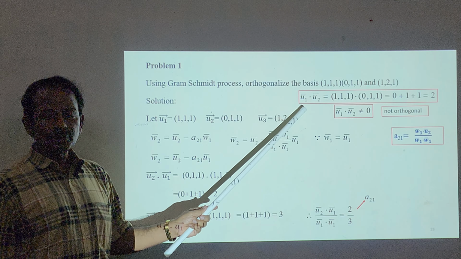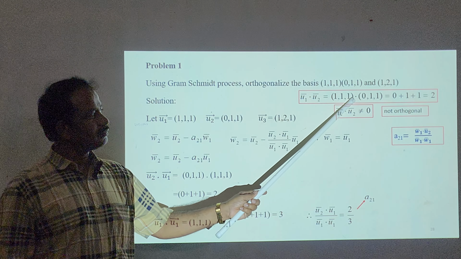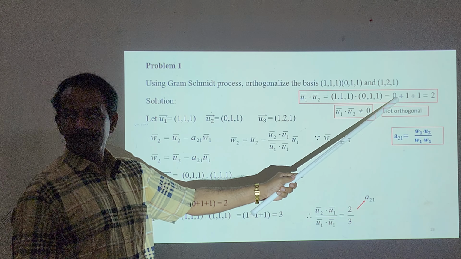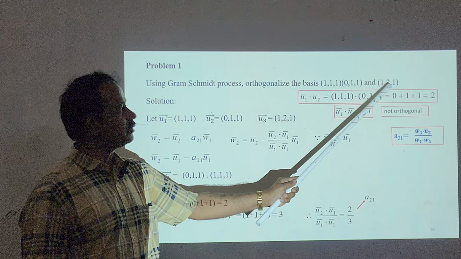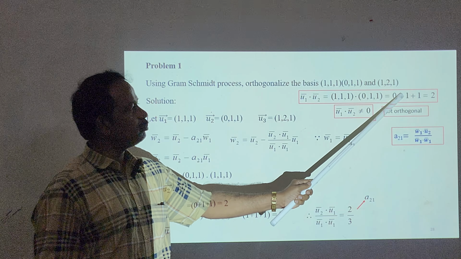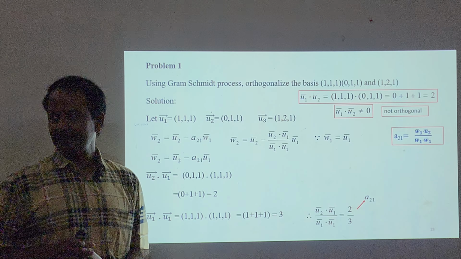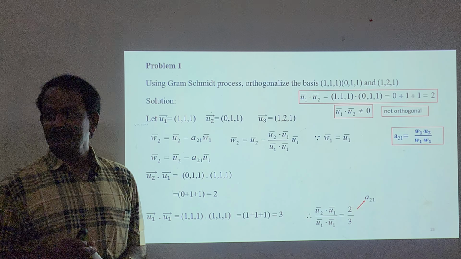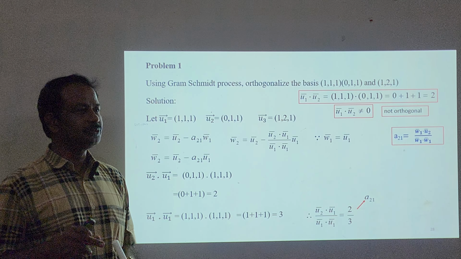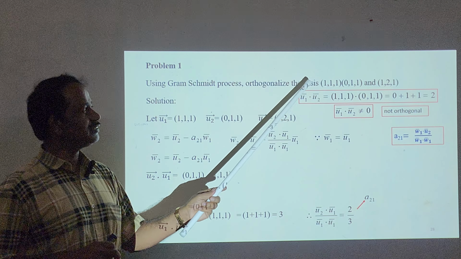Suppose we take u1 dot u2. So (1,1,1) dot (0,1,1) will give you 1 multiplied by 0, that is 0. 1 multiplied by 1 will give you 1. Last, 1 multiplied by 1 will give you 1. So 0 plus 1 plus 1 will give you 2. So they are not orthogonal to each other. If it is 0, they are orthogonal to each other. Here u1 dot u2 is not equal to 0, so it's clear that they are not orthogonal.